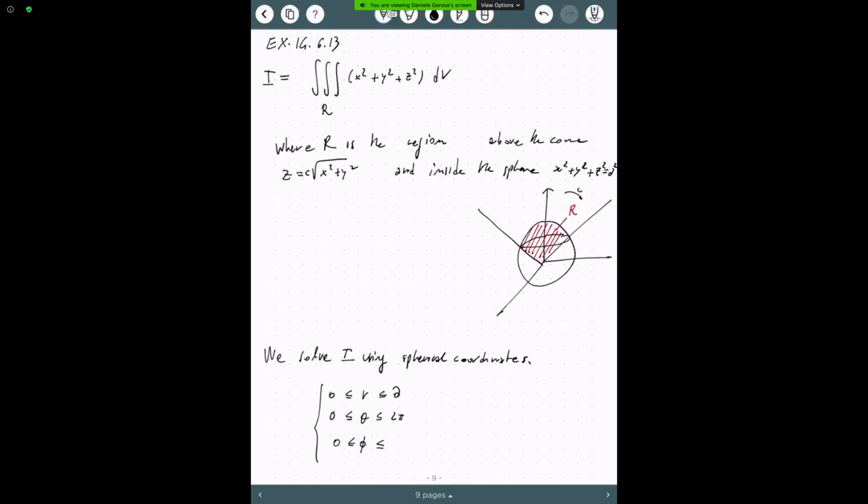So phi is this angle here. Usually the cone that we have is z equal to the square root of x squared plus y squared, so we know that in that case the angle is 45 degrees. In this case, it's not 45 degrees anymore. If you look at the situation in the XZ plane, this is the function z equal to c times the square root of x, because I set y equal to 0. And if you want the tangent of this straight line, the slope of the straight line is c. So this angle here, alpha, is equal to the arctangent of c.